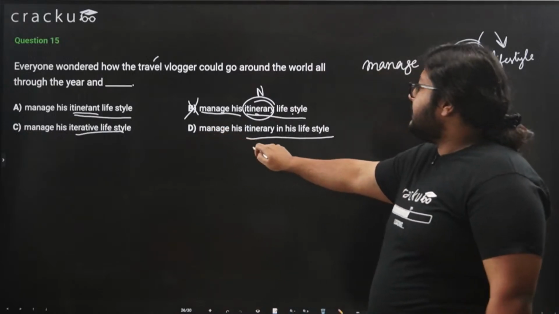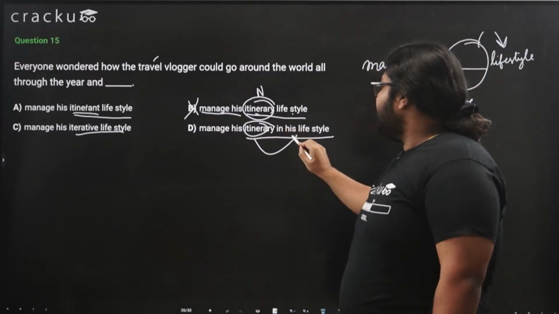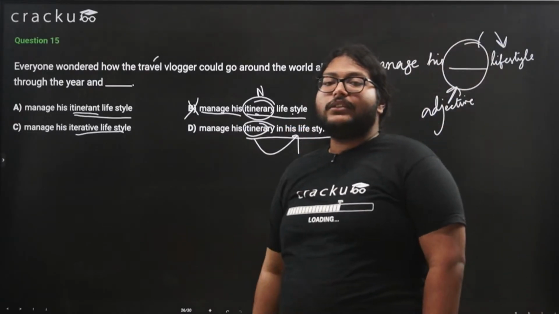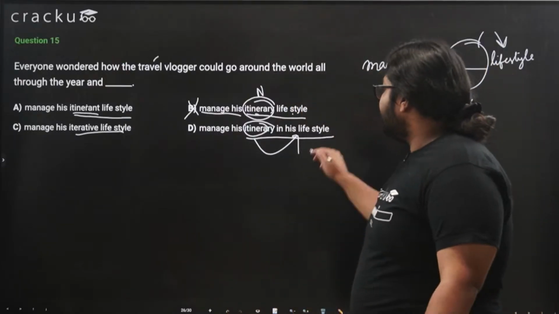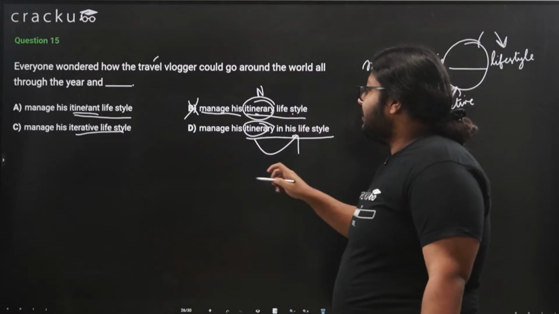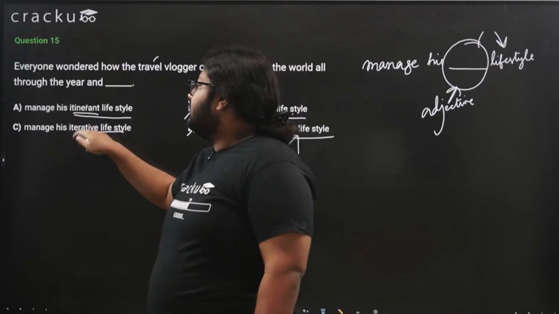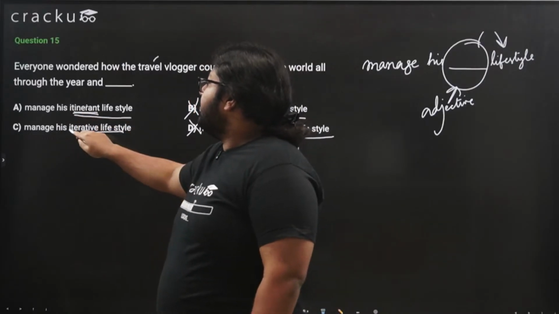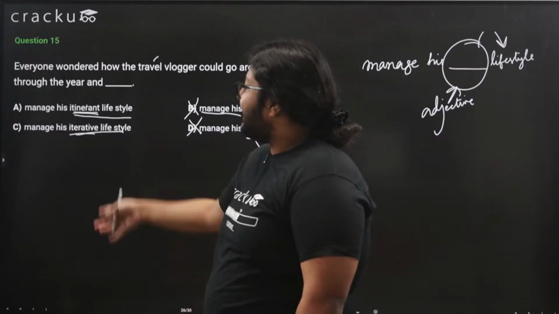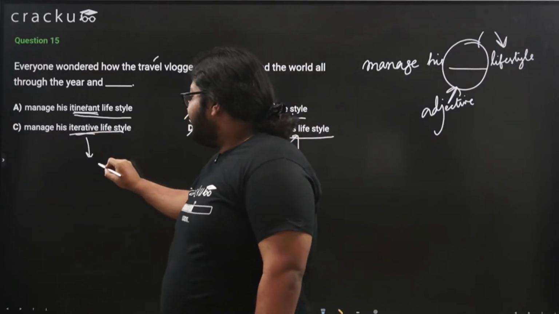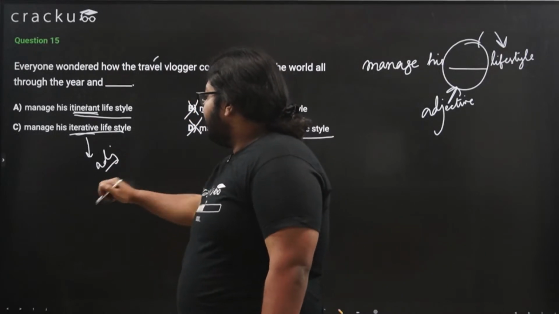D says manage his itinerary in his lifestyle. Itinerary is not in his lifestyle. Itinerary is something which is related to the traveling, right? So this itinerary in his lifestyle doesn't make sense. D is rejected. A and C. A says itinerant, C says iterative. They sound similar, but iterative is an adjective, yes, but it is an adjective for iteration.